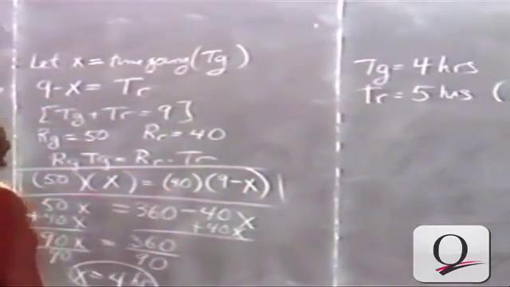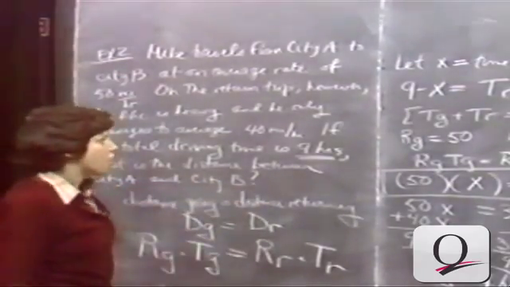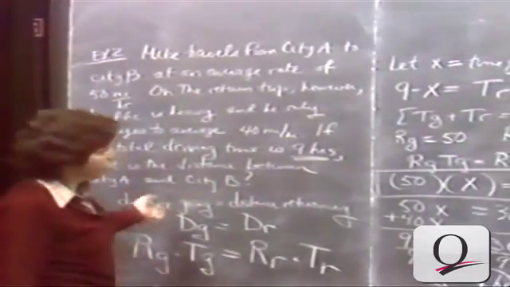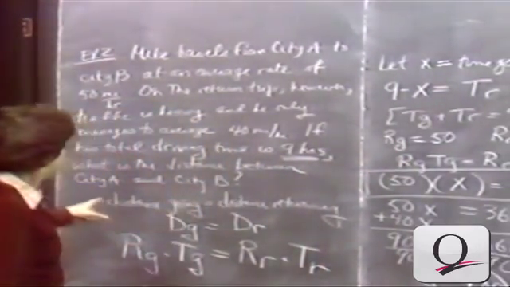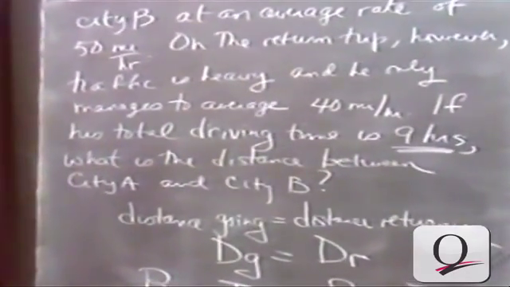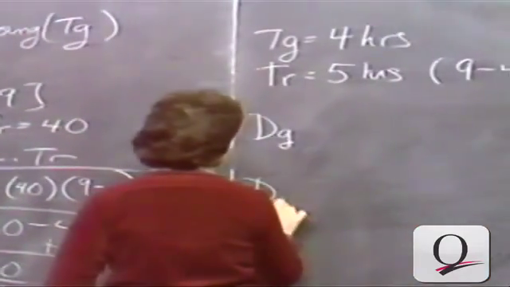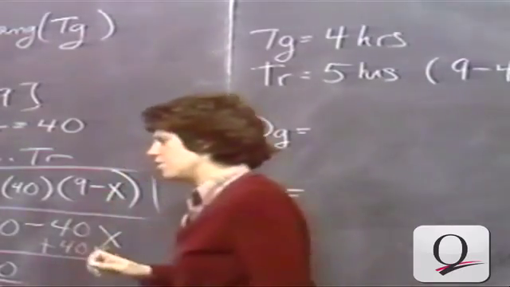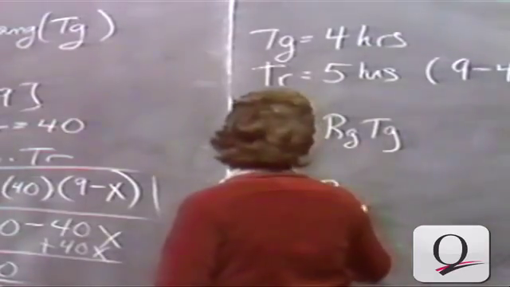Now, is that the answer to the problem? What was the question? What is the distance between city A and city B? We have found the time it takes him to go from A to B and the time to return from B to A, but that's not the answer to the question. The question is, what is the distance between city A and city B? In this case, we want either d_g or d_r. They will come out to be the same. Let's look at that. d_g and d_r. d_g is r_g t_g, d_r is r_r t_r.